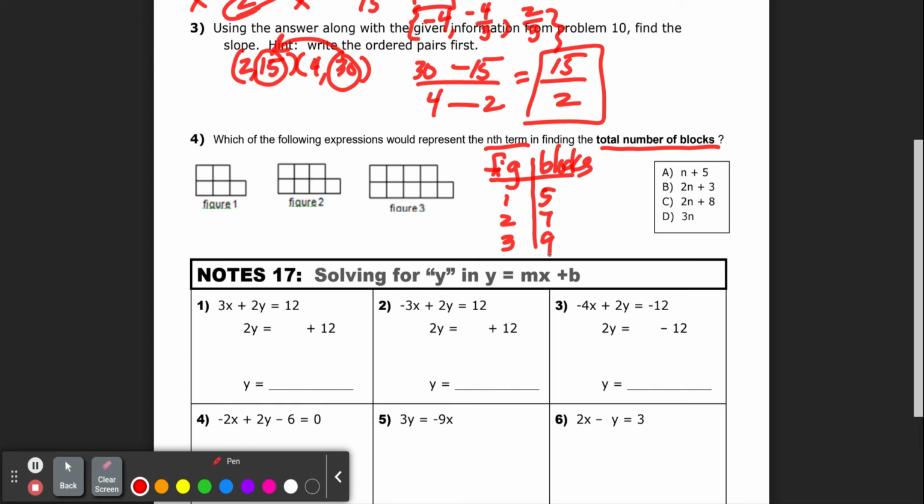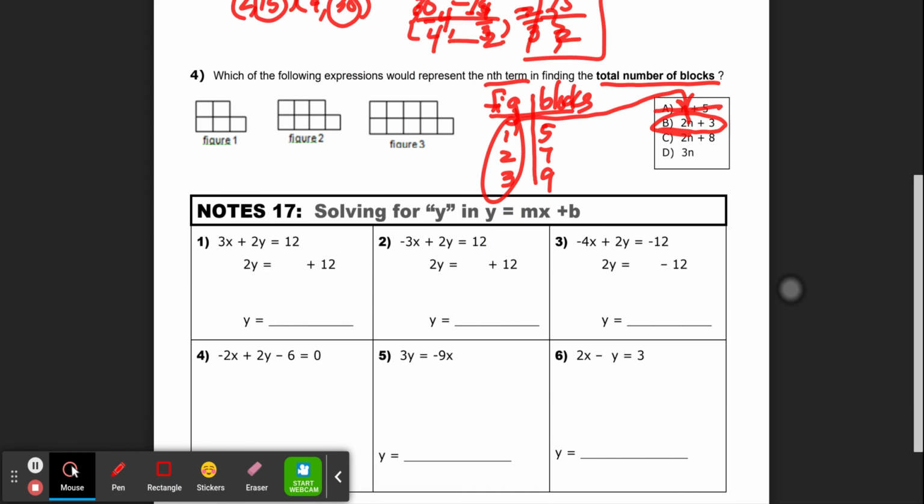So we just start plugging in. This will be our n's. So right there, 1 plus 5 is 6. Let's keep going down. 2 times 1 is 2 plus 3 is 5. Yep. 2 times 2 is 4 plus 3 is 7. 2 times 3 is 6 plus 3 is 9. Bingo. All right. There we go. That's problems 1, 2, and 3.